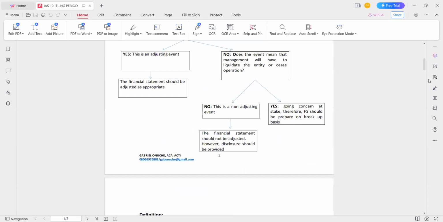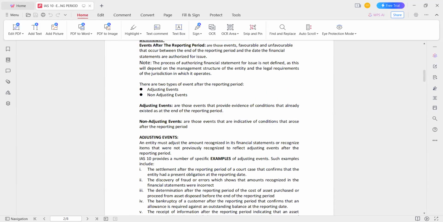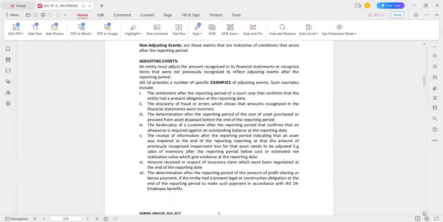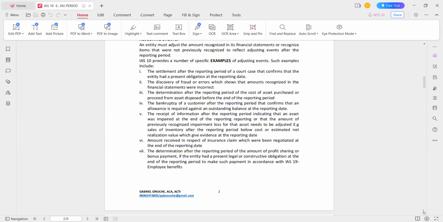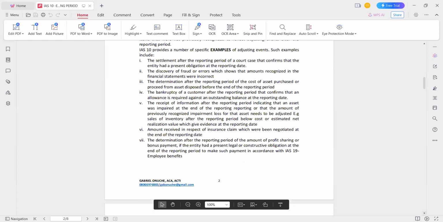Okay, so as I think I stopped at the bankruptcy of a customer. When the customer is declared bankrupt or liquidated, if it's a company liquidated, there is need to adjust the financial statements. Then the next one is the receipt of information after the reporting period indicating that an asset has been impaired at the end of the reporting period, or that the amount previously recognized impairment loss for that asset needs to be adjusted.